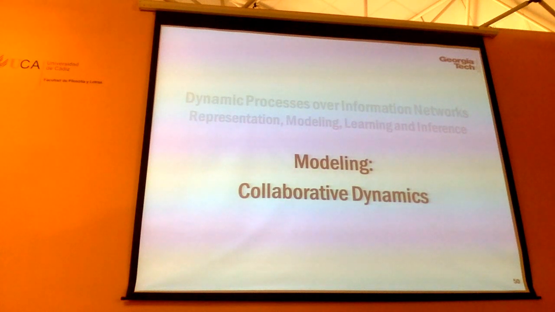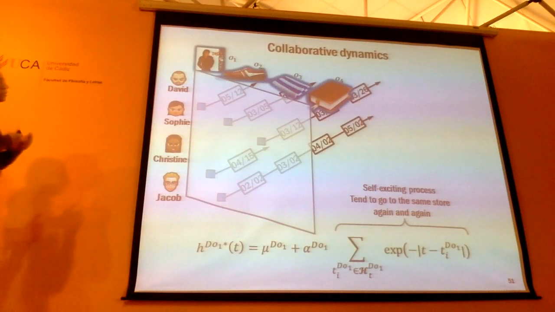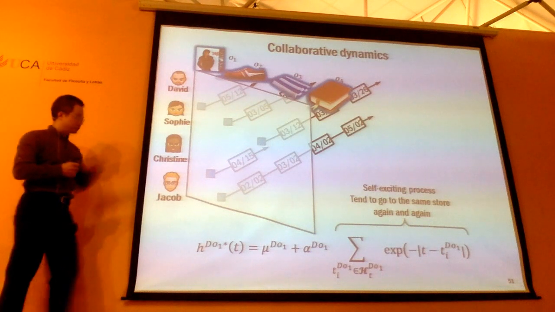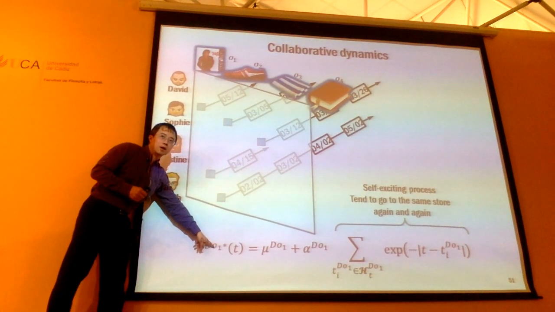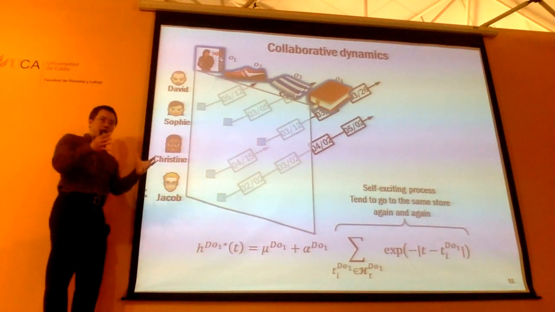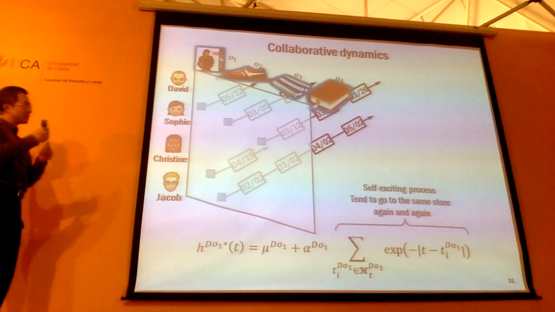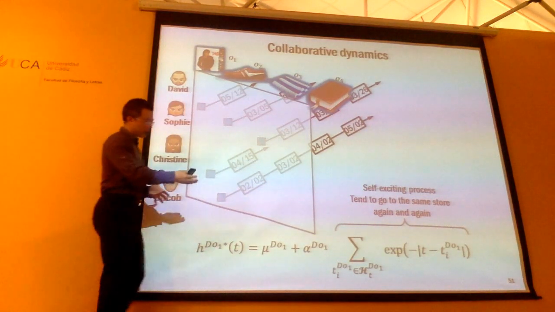Okay, yet another example I'd like to talk about, again using this basic building block, is collaborative dynamics. In this particular case, we try to model people's purchasing patterns on a particular product, right? So what we are going to do is, for each pair of user and item, for instance a particular user David and item 1, you're going to have an intensity function describing the buying activity of David to a particular product. So it's going to be a Hawkes process as well, right?